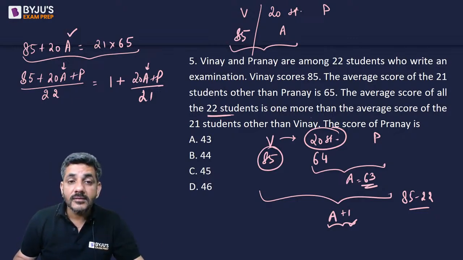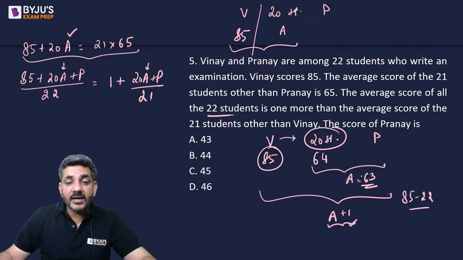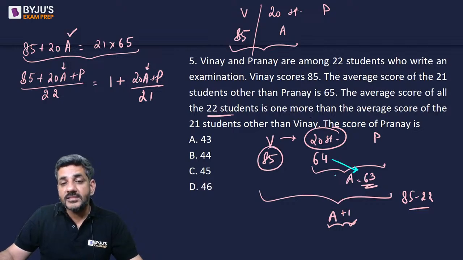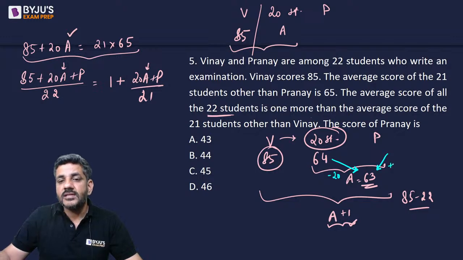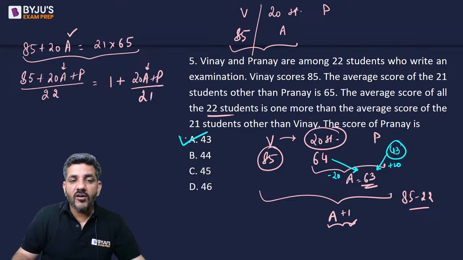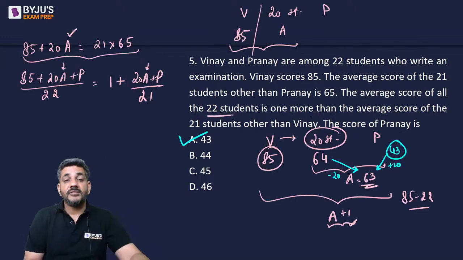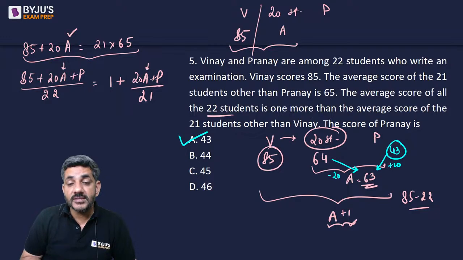And once again, अब फिर से वही चीज, इस 63 में अगर डेफिशिएंसी देखो यहां से कितना कम है 63, it is 20 less. इसका मतलब यहां से 63 कितना होना चाहिए? It should be 20 more. So this number should be 43. So the score of Pranay should be 43. That gives us the answer using the rule of surplus and deficiency.